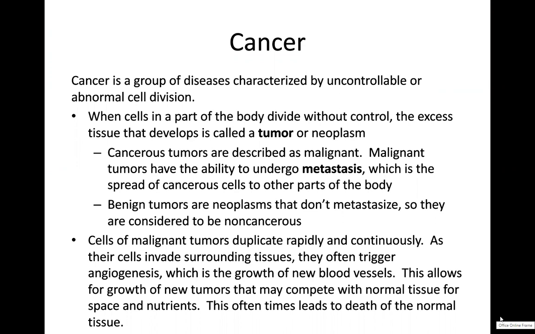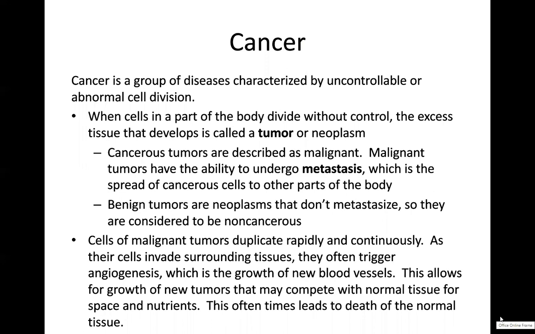Cancer can be described as a group of diseases characterized by uncontrollable or abnormal cell division. So in other words, the body just starts dividing all these cells, and what ends up forming is an excess of tissue known as a tumor. Okay. Fancy term for a tumor is a neoplasm. And there's two types of tumors, cancerous and benign.